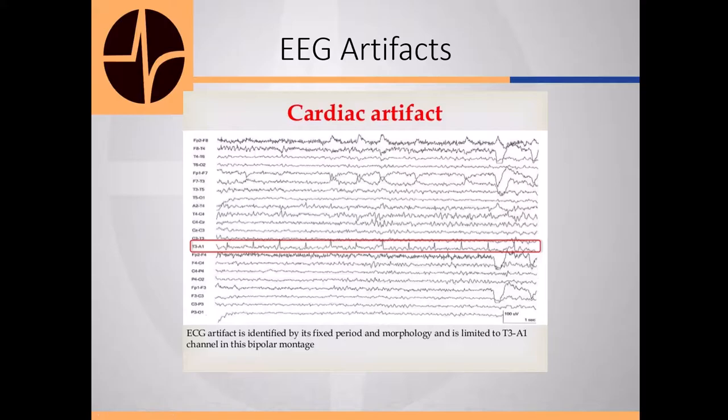So let's look at a few EEG artifacts. This is cardiac artifact. It shows up really nicely here on the left temporal. We're pretty sure that it's EKG because it's fixed periodicity and the morphology, and it's limited to the temporal region. If they had an EKG on here, it would go boom, boom, boom.